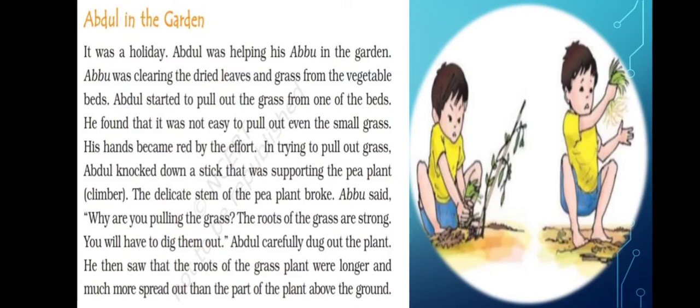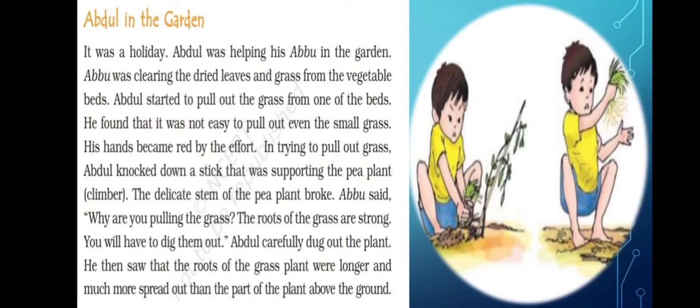It was a holiday. Abdul was helping his Abbu in the garden. Abbu was cleaning the dried leaves and grass from the vegetable beds. Abdul started to pull out the grass from one of the beds. He found that it was not easy to pull out even the small grass. His hands became red by the effort.